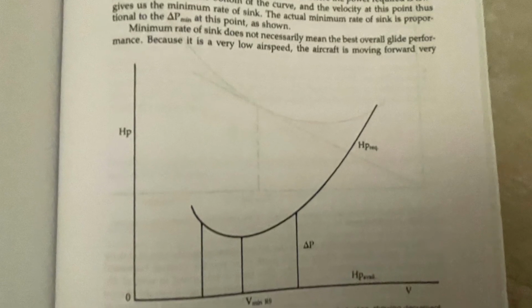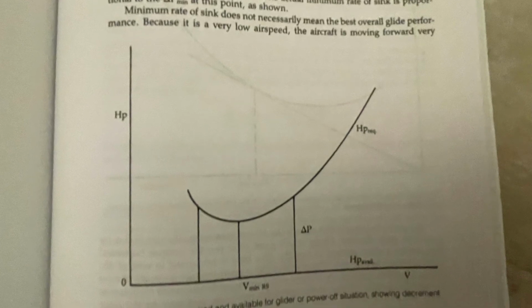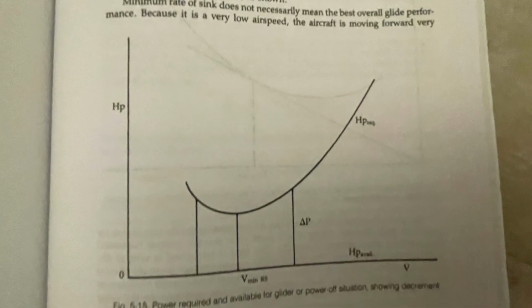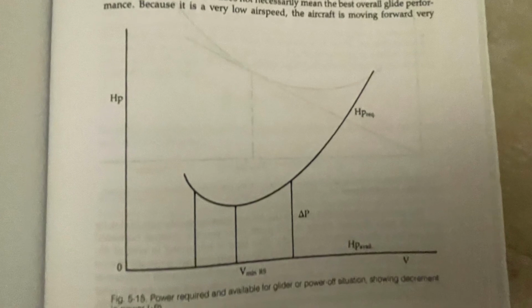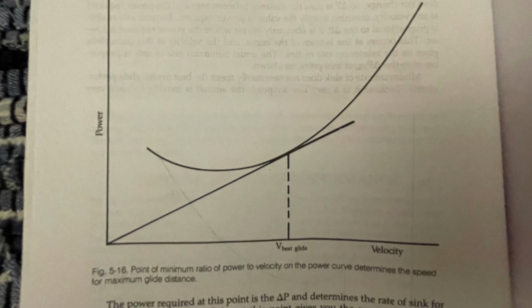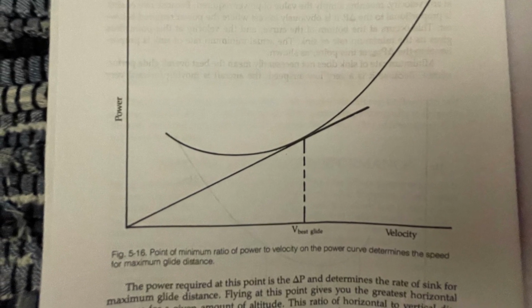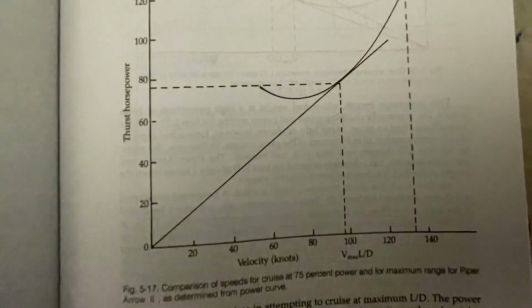And then in this picture we see the minimum sink rate is shown on the graph where the change in P is the smallest. However, it doesn't mean that it is the best glide speed since the aircraft is moving at a small forward speed. And then this is actually the VBG representation at the minimum ratio of rate of sink to forward speed.